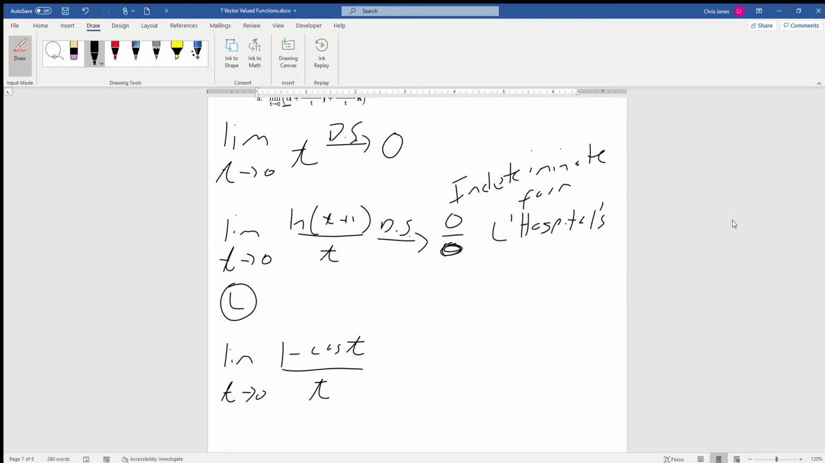All right, so we're going to find the derivative of the top. Now we have to go back to Calculus 1 and think a little bit. The derivative of ln(t + 1): the derivative of ln is 1 over whatever's inside the parentheses, so 1 over t + 1. And then the derivative of t is going to be 1. In fact, let me erase this mess so I can make this look a little bit better.